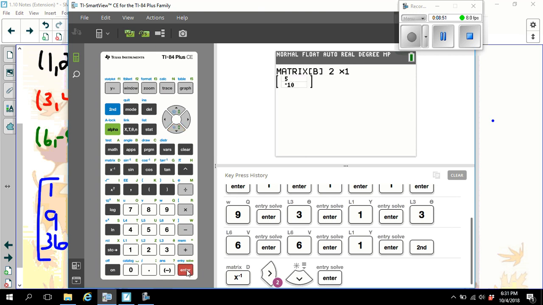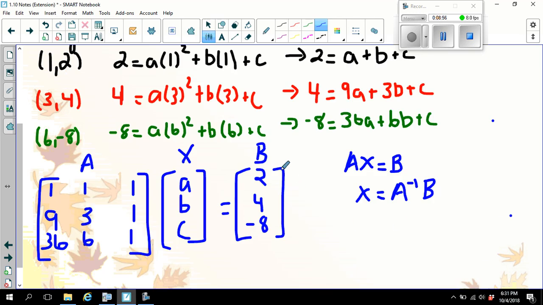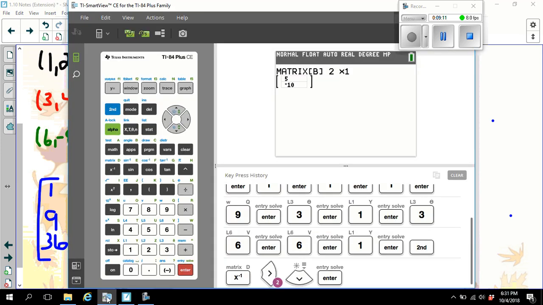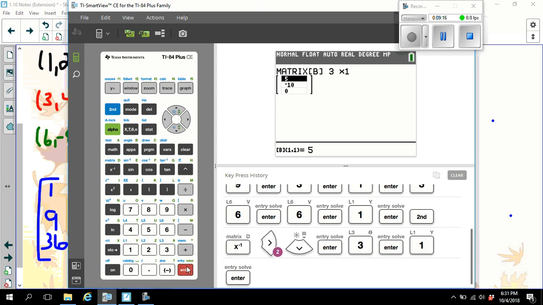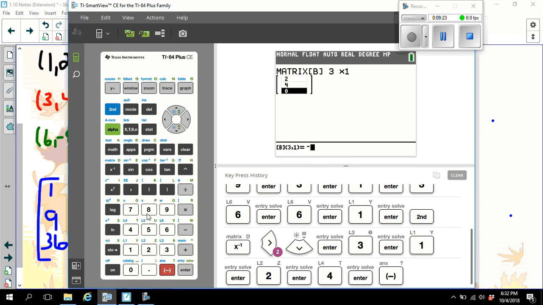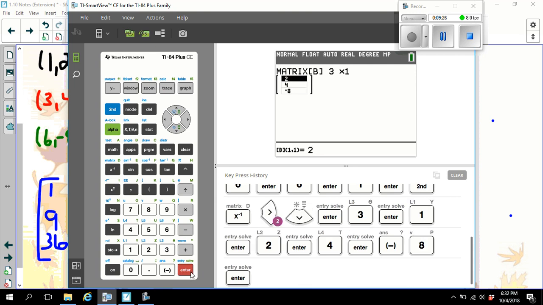Now let's go back to our notes to see what the dimensions of our B matrix are. Here we see we have 1, 2, 3 rows and just 1 column. That means the dimensions of our matrix B is 3 by 1. So I'm going to plug that into my graphing calculator. I press 3, enter, and then 1, enter. And then here we are going to put 2, 4, and negative 8. Make sure you do the negative sign.